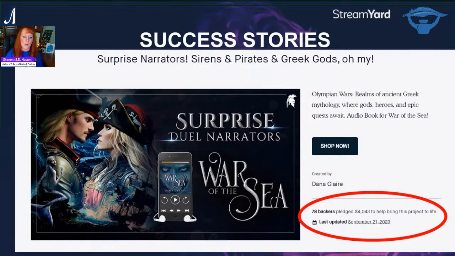I backed this one as well. And it is fantasy. It is fantasy with Greek mythology, and it actually has mermaids and pirates in it too, which my novella has mermaids and pirates. Well, it has a pirate in it and mermaids. So this was right up my alley already. So of course I want to support this.